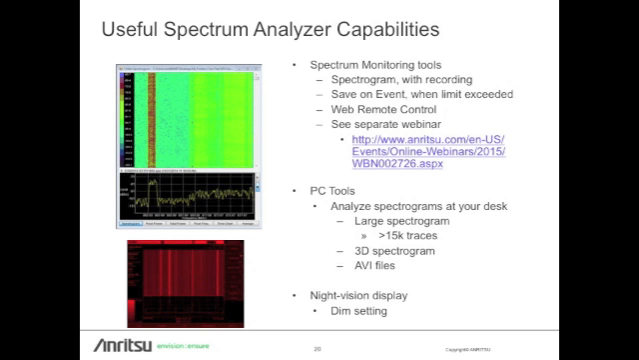Being able to record or control the instrument remotely can be really handy, maybe at your desk, and have a spectrum analyzer out in a cell site, for example, and be able to see what's going on live and actually adjust the analyzer as you discover different things about what's going on. We have a whole separate webinar on this topic as well, again, with a link there. PC tools, I mentioned analyzing spectrograms at your desk. This can be really handy for looking at large spectrograms with a large display and a fast processor, or even seeing the spectrogram in 3D or turning the spectrogram into an AVI file and watching it play over time.